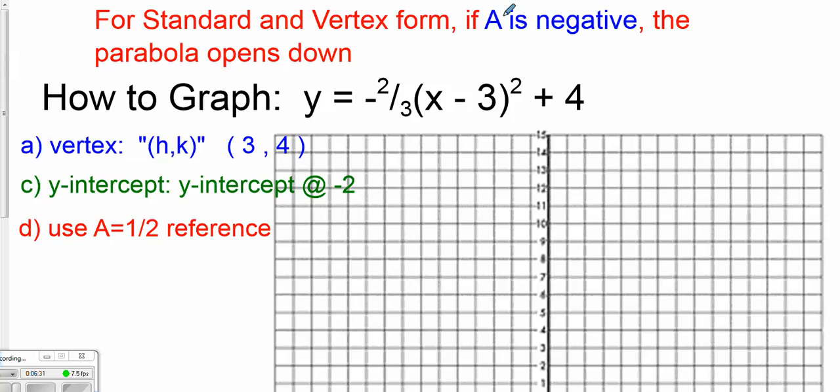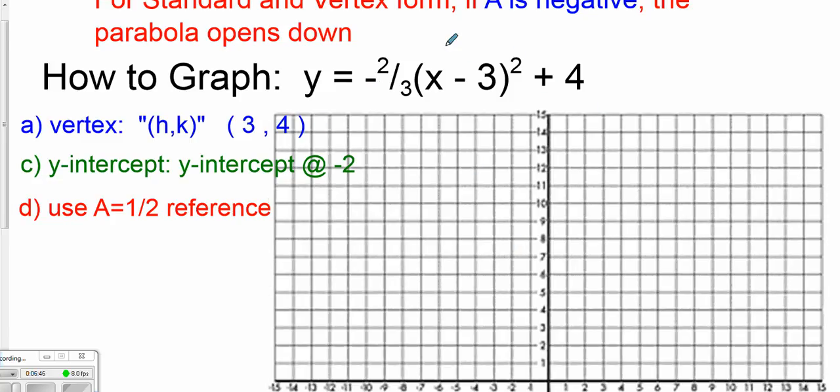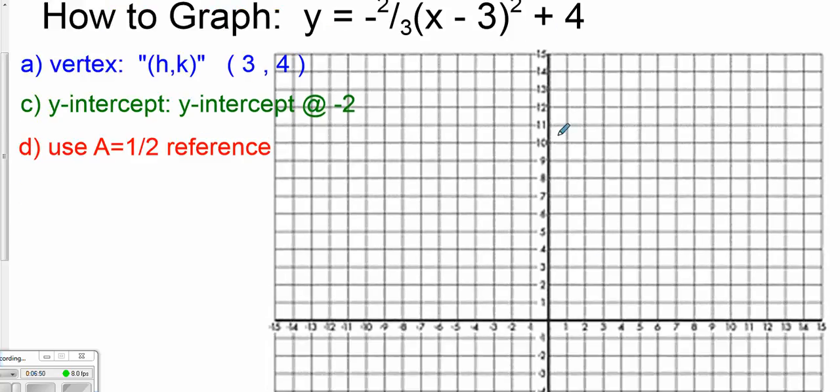Now what happens if our a value is negative? Really all that does is make our parabola go downwards. So we still use our same reference, we still use our same vertex, we just point everything down instead of going up. So looking at this vertex form, remember our vertex is at the opposite of this one and the exact of this one. So over at 3, 4.